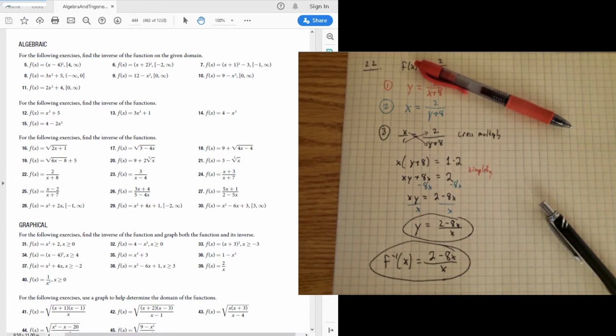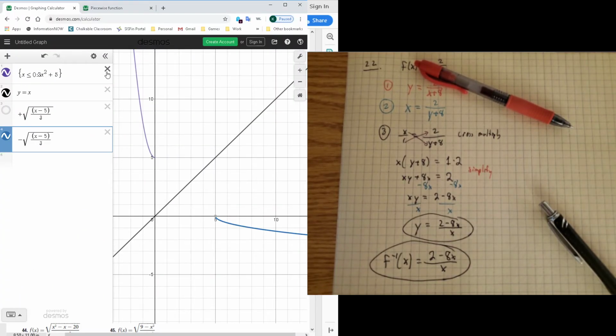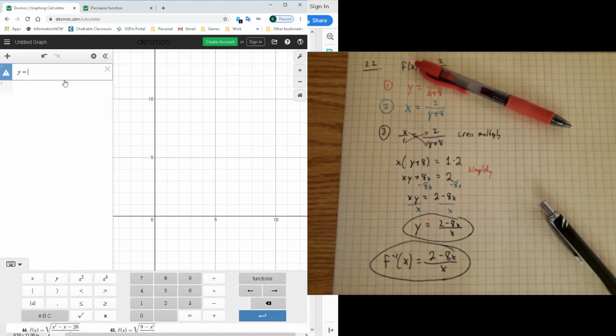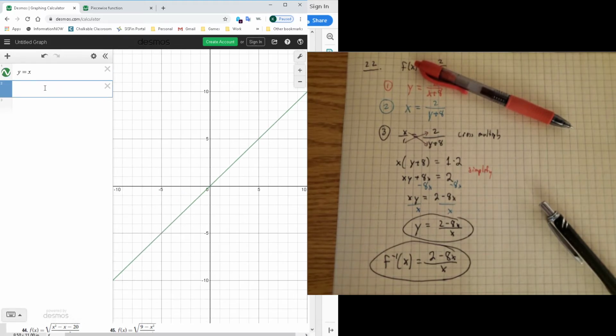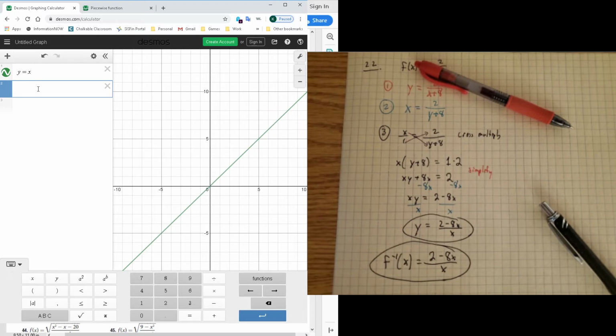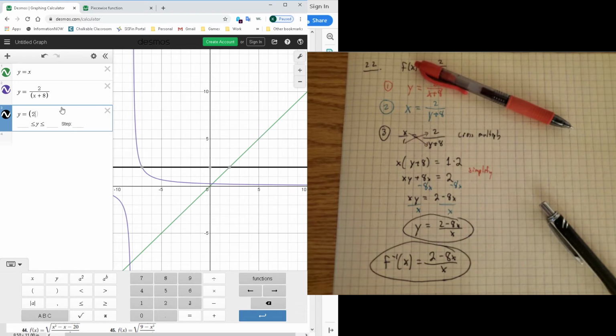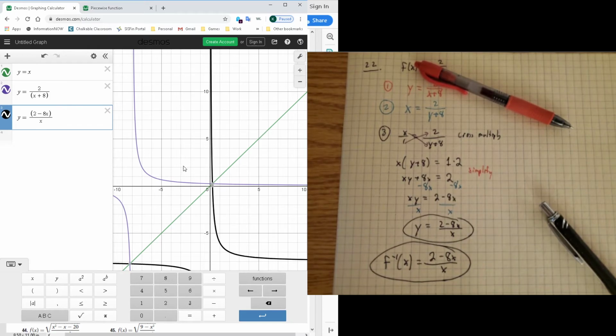Let's take a look at our graph. Verify that these are in fact inverses of each other. Let's get rid of all these. I want to make sure I get y equals x. That's going to be my middle one. Okay, let's do it. My original one was y equals 2 divided by x plus 8. My inverse is y equals 2 minus 8x over x.